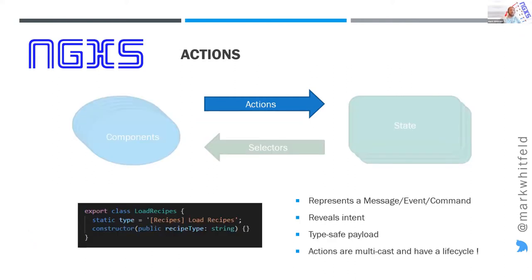Okay, so let's just take a 10,000 foot view on NGXS. First of all, we have our actions. I hope that you can see that code snippet at the bottom there. As you can see, it represents a message or an event or a command in your application. It should be revealing of its intent. For example, load recipes. It's pretty obvious what that does. It has a type safe payload. In this case, it's a recipe type, which is a string.